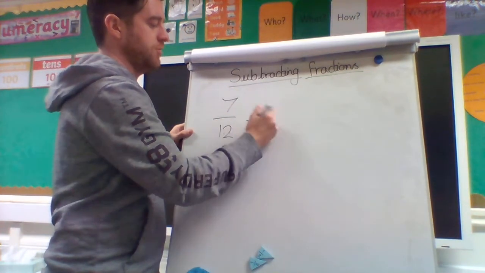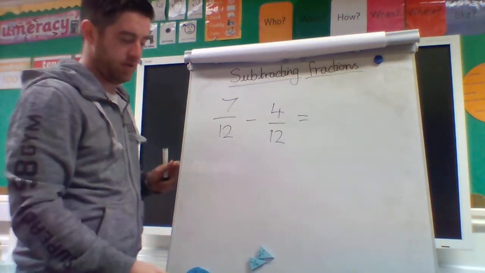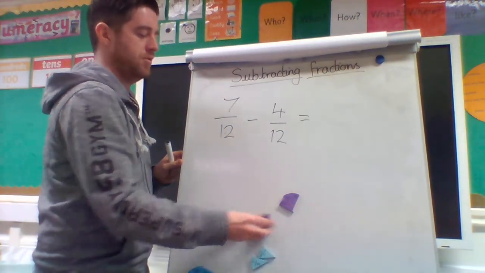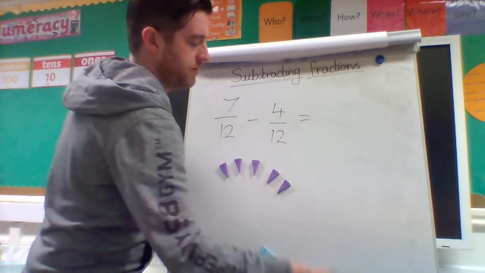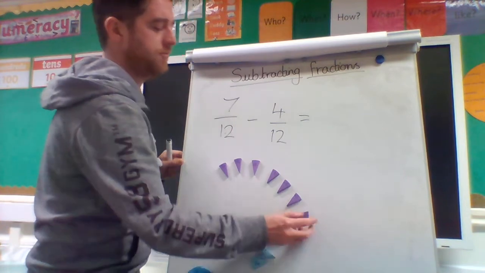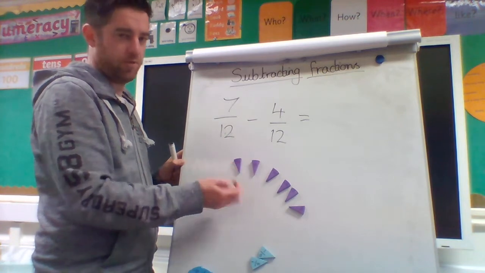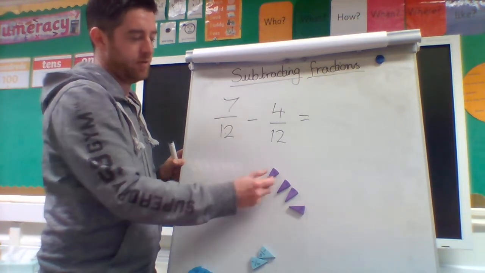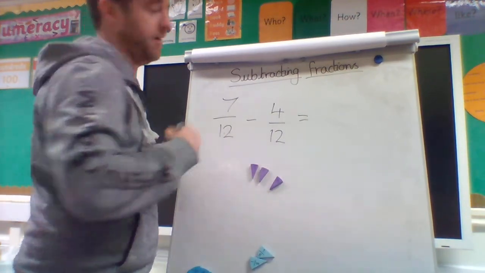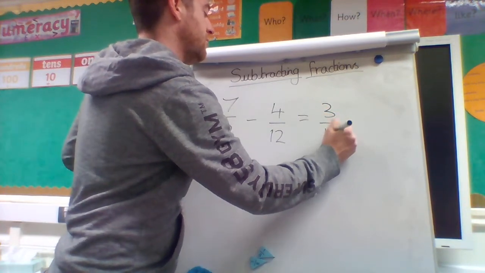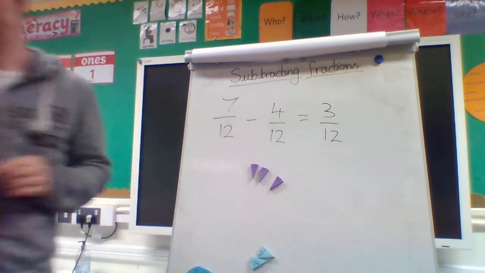And 7/12 subtract 4/12. First of all, get my 7/12. 1, 2, 3, 4, 5, 6, 7. There's my 7/12. And then I've got to subtract 4 of them. So 1, 2, 3, 4. 7/12 subtract 4/12. I've got 3/12 left. So 7/12 minus 4/12 is 3/12. Okay, do the next one.